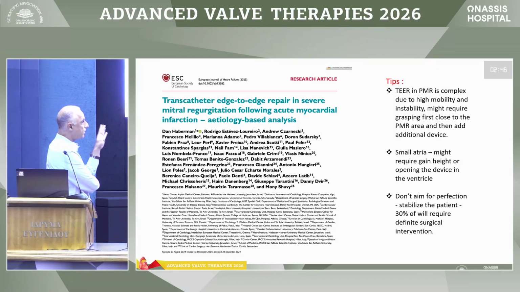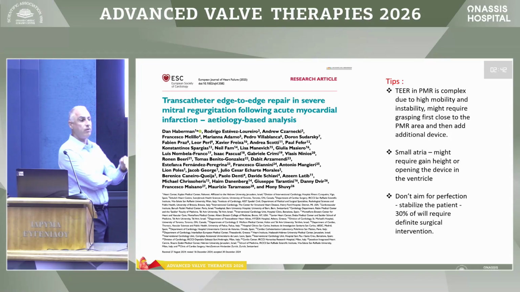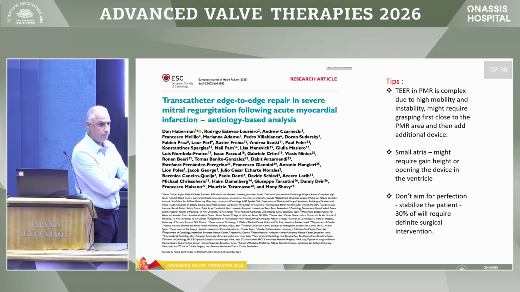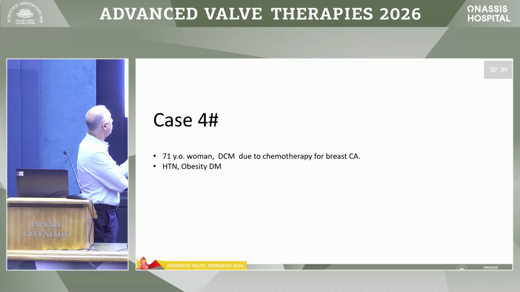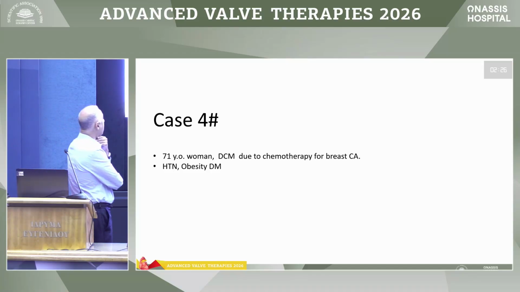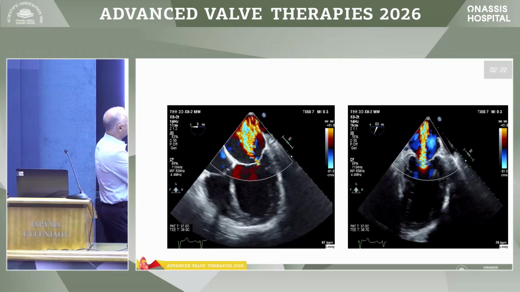We know that 30% of those patients will require definitive surgical intervention after they recover from their condition. So this is the third case, and for the last one, okay? A 71-year-old woman, dilated cardiomyopathy due to breast cancer, hypertension, obesity, and diabetes. We'll do it as a discussion, okay?